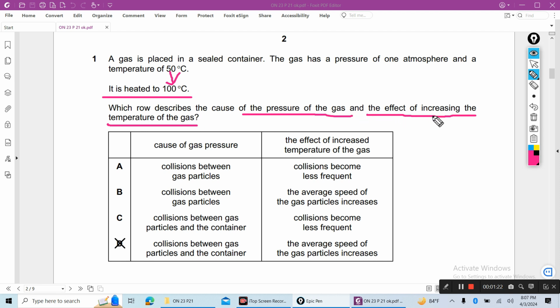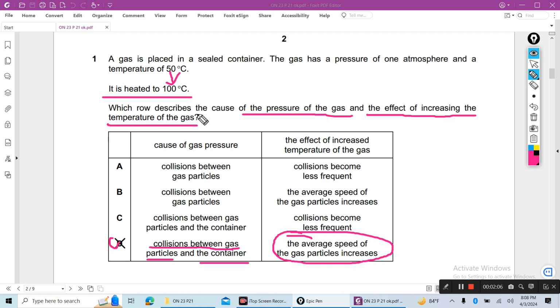So the effect of increasing temperature of the gas, the answer is D. If you increase temperature, the average speed of the gas particles increases. And which row describes the cause of pressure of the gas? Why is pressure created in a gas? This is the reason: collisions between gas particles and the container. Gas particles collide with each other and with the container. This creates pressure. So the answer will be D.